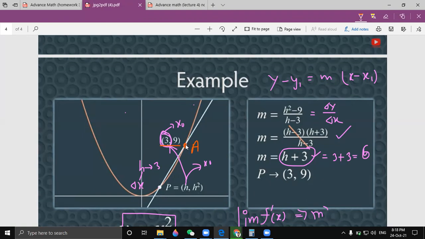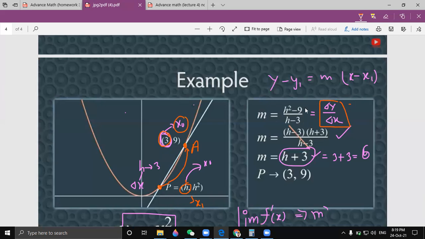To find the slope, we can think that a point nearby here is P, and this point is approaching a point. Here is our x, and this value x1 is approaching 3. So we can say that when this value of h is approaching this x0, then our slope will be del y by del x, and del y is y2 minus y1.